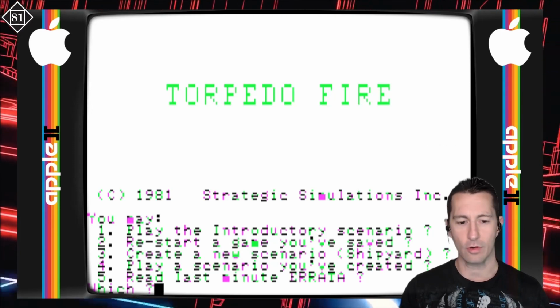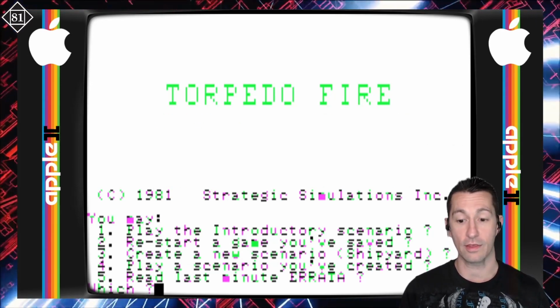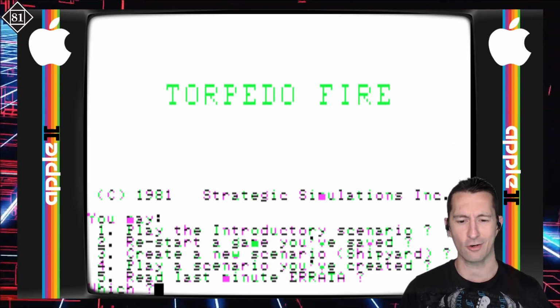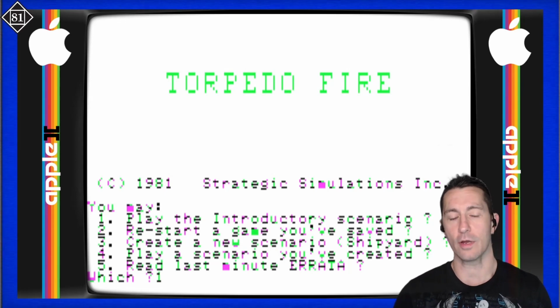Restart the game, you save. We don't have a game. We can create new scenarios, which is kind of cool, and then play a scenario that you've created, and then the read last minute errata. I'm not sure what that one is. All right, so we're going with the introductory scenario.